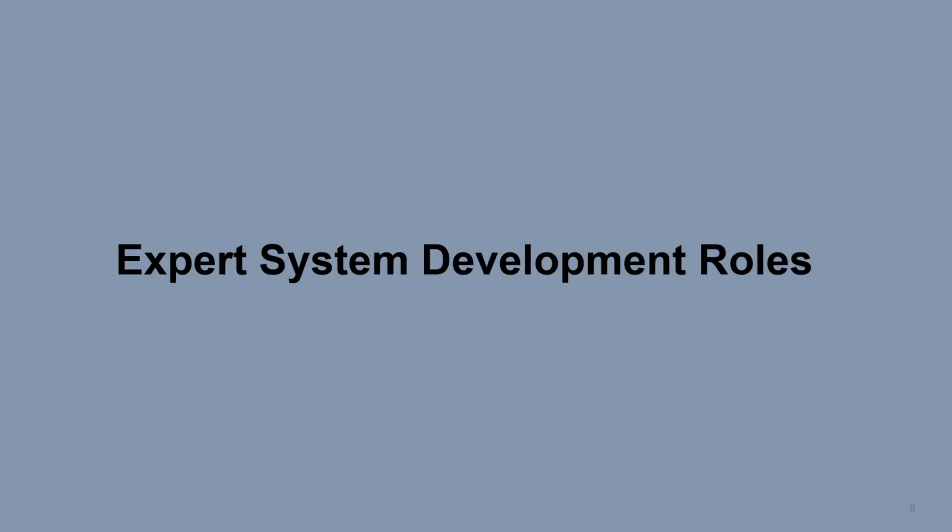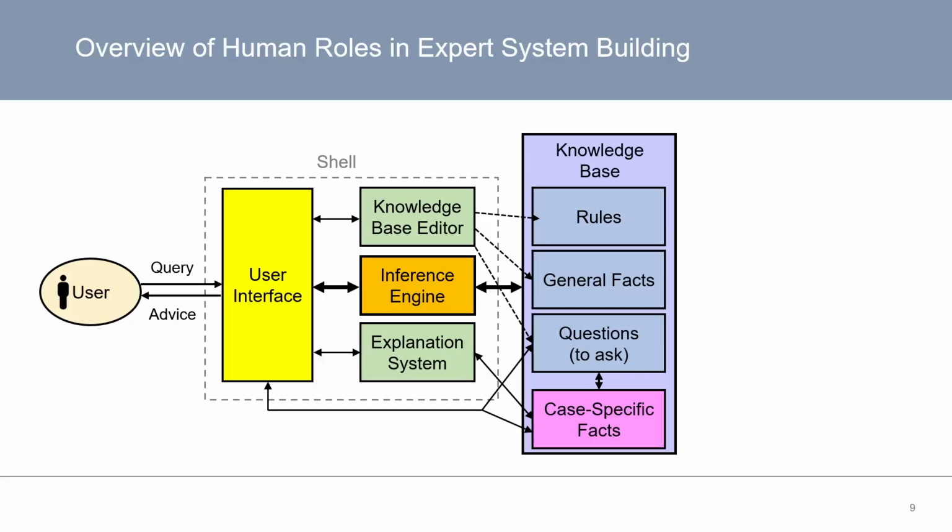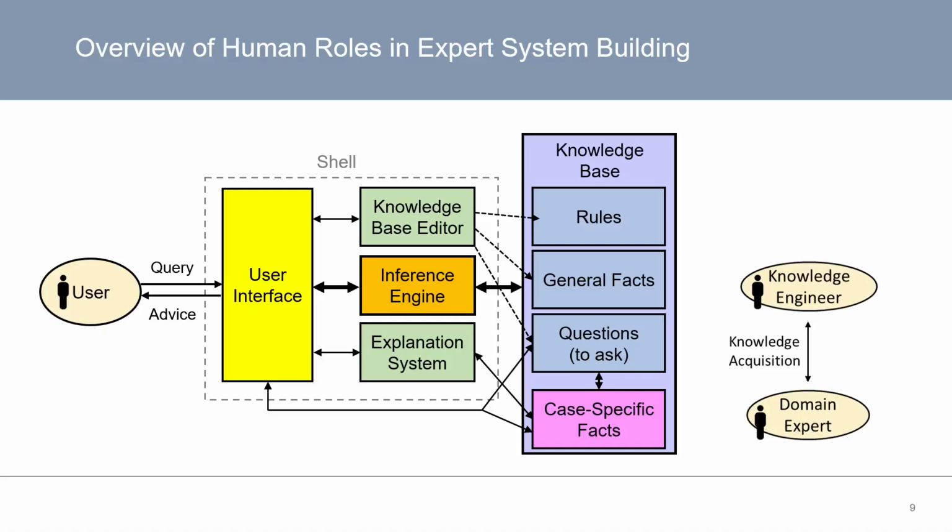Now let's move on to discussing the different personnel roles that are generally needed in the development of an expert system. Recall our schematic of an expert system. As we've mentioned, one of the most important people involved in building it is a domain expert. The domain expert works with a knowledge engineer to facilitate the process of knowledge acquisition. From here, the knowledge engineer can work with a software developer or coder who will actually take the engineered knowledge and turn it into an expert system.